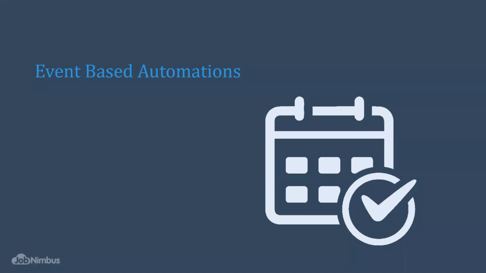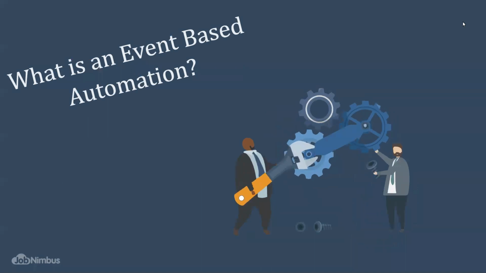All right, the first kind is an event-based automation. These are the simpler of the two by a little bit, and they basically say, when a thing happens, do a different thing. An event-based automation is basically an if-then statement. For instance, if such and such has happened, then perform a task.